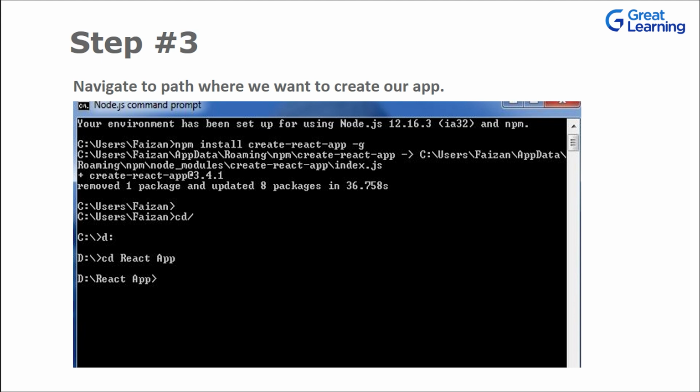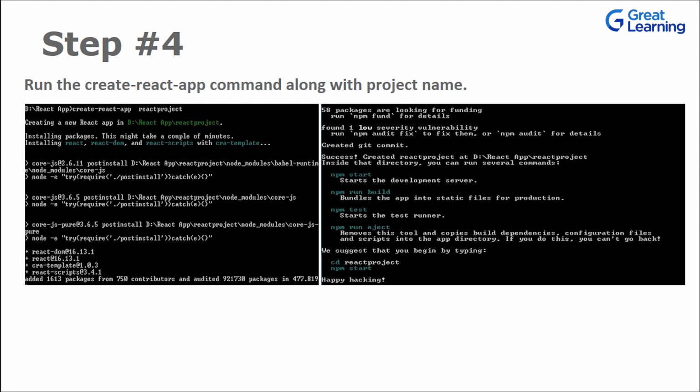And then we navigated to that React app folder. And then we wrote the command along with the project name, that was create-react-app. And then what was the name of the project? It was react project in this case. And once this command runs, it will install all the packages that are necessary, including React DOM, React, all the scripts that are required. And then at the end, we will start our npm.